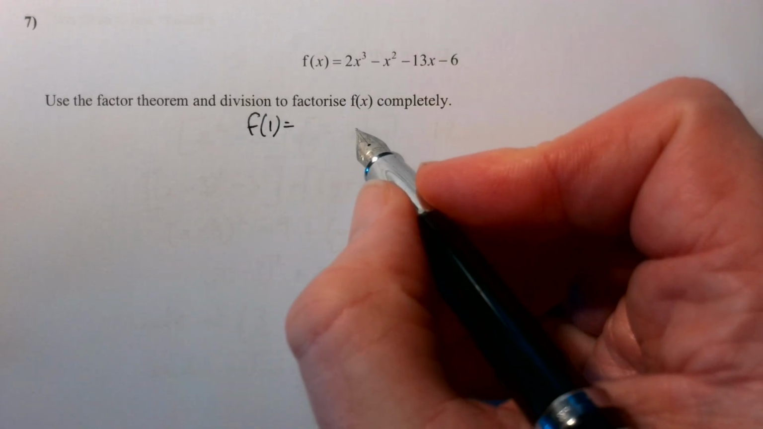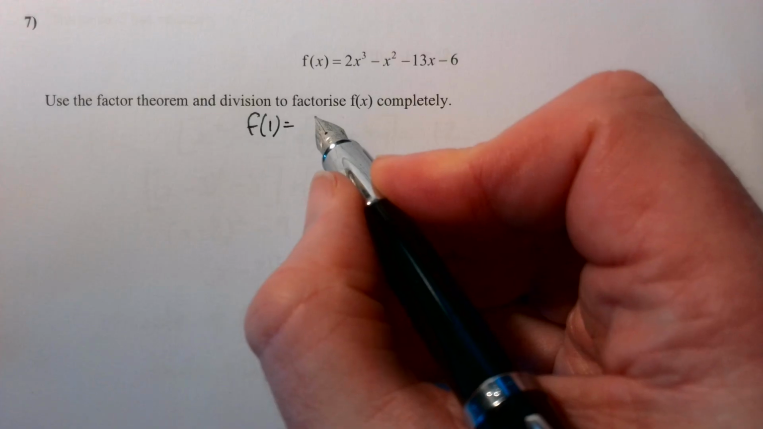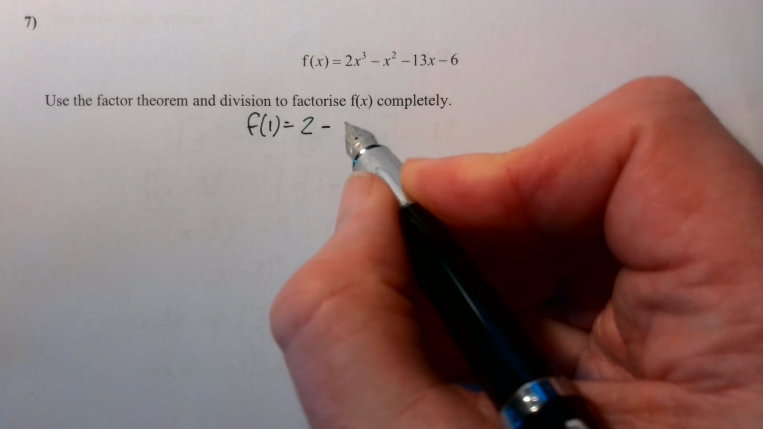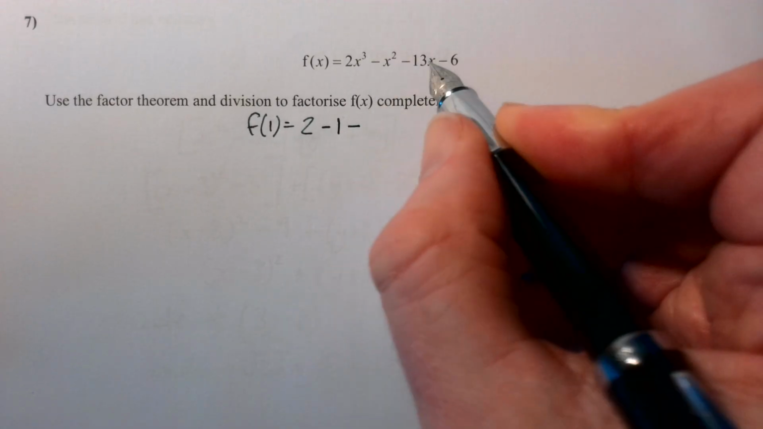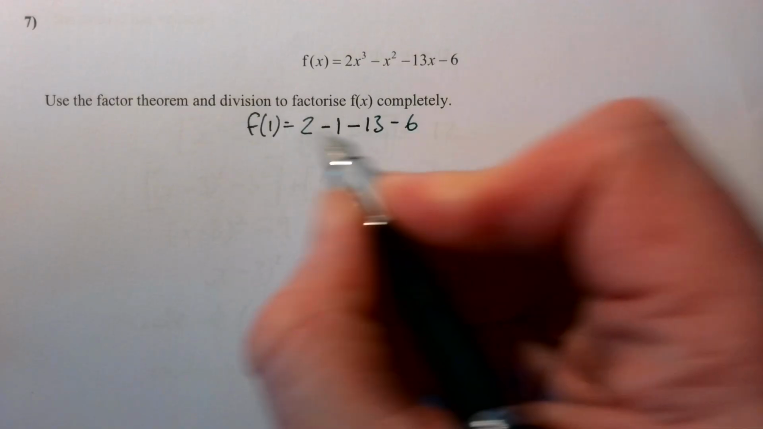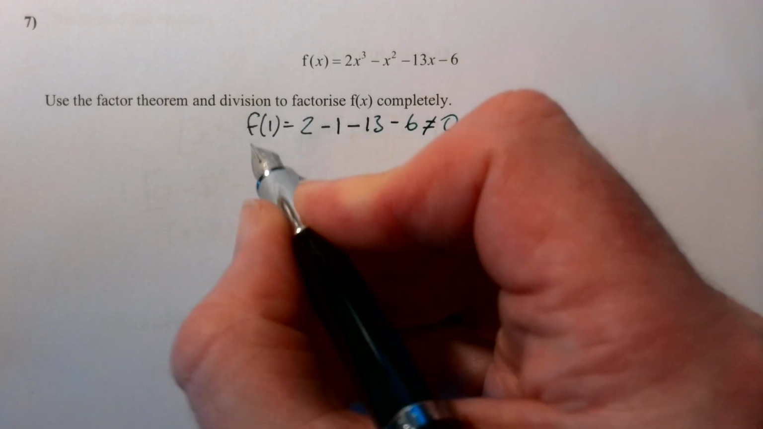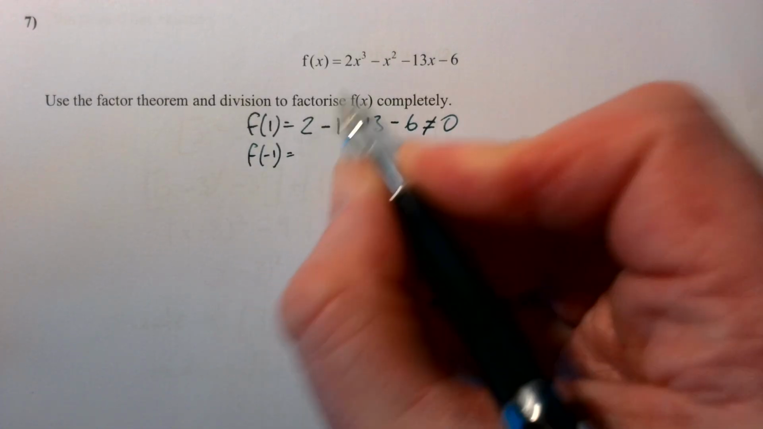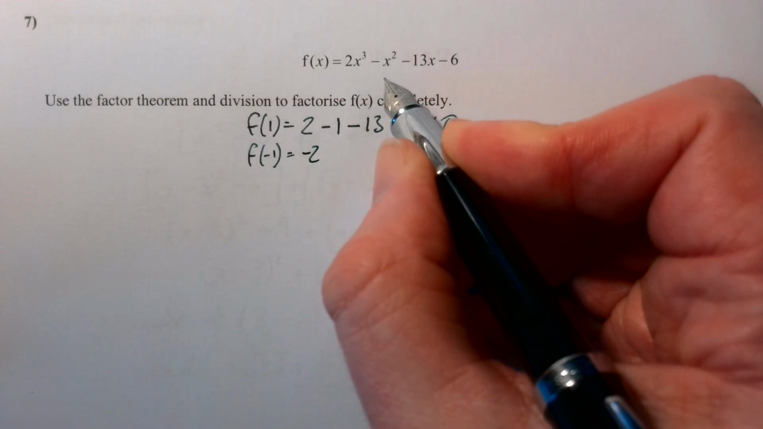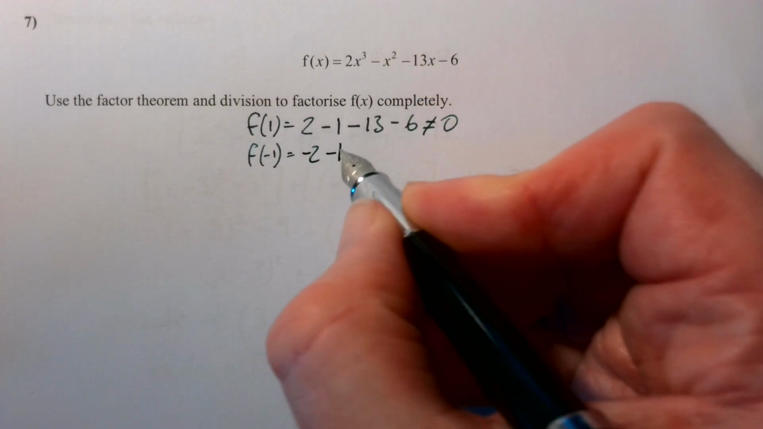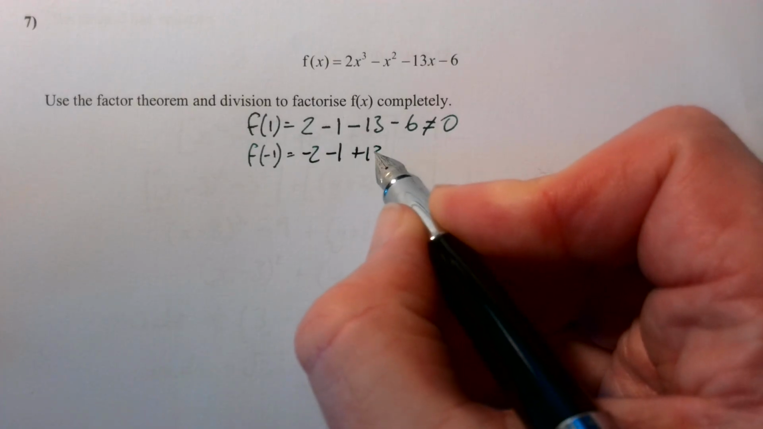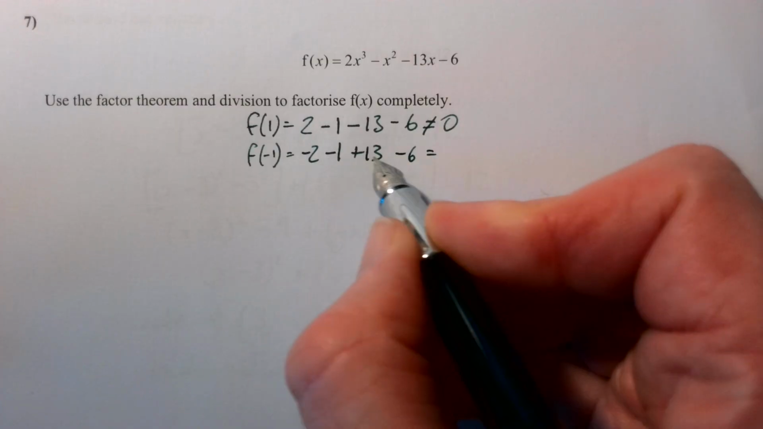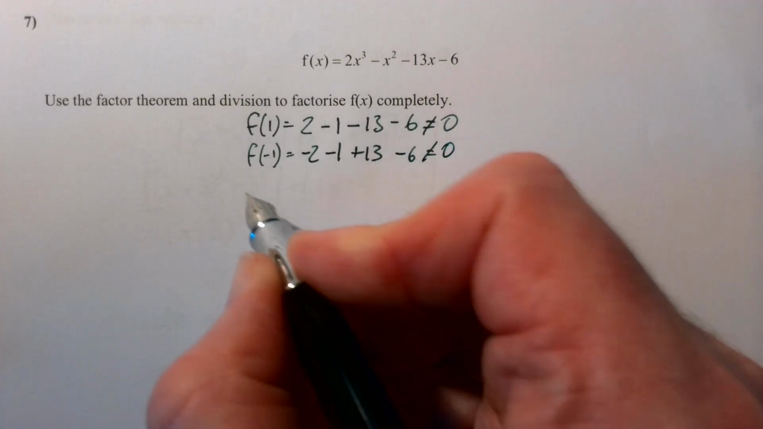And I would take my time on it, and I would be whacking in 2x cubed. Well, I know that's going to be 2, minus, I know 1 squared is going to be 1, take 13 times 1, take 6. I can see that's not going to equal 0 without even putting it in the calculator. For -1, because it's a negative, that's going to make -2, but when you square it, it's not going to make any difference, so it's still going to be take 1. Then you're going to have add 13 and -6, that's going to make -9, isn't it, with a +13, that's not equal to 0.